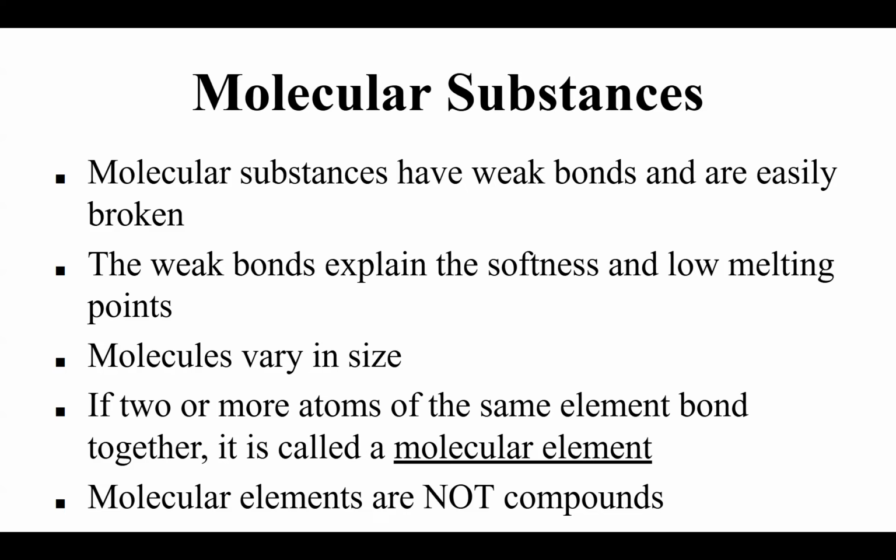Molecules can vary in size. You can have one carbon, CH3, and that is the smallest hydrocarbon, or you can have chains of carbons, 20 carbons in a chain. So that changes the bond strength between the molecules as well. Now, if two or more atoms of the same element bond together, it's called a molecular element.